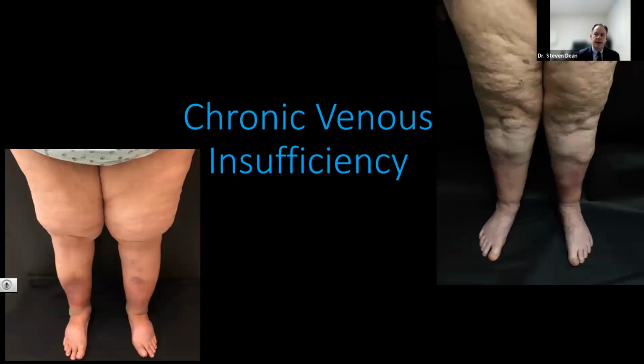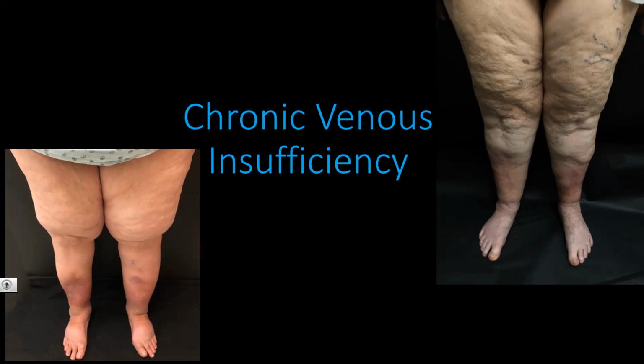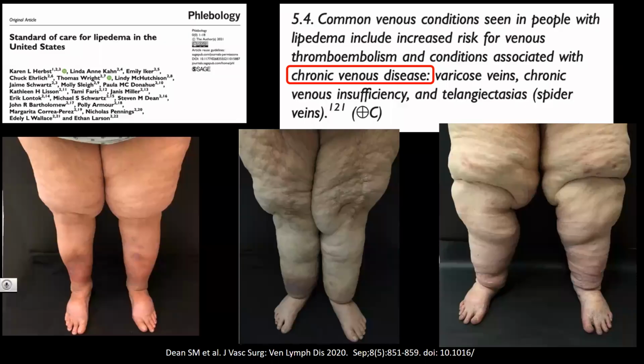And then finally, let's talk about chronic venous insufficiency and how it affects the patient with lipedema. Here's two great examples of lipedema patients that you can see their mid and distal calves have been complicated by a little bit of sclerotic tapering consistent with lipodermatosclerosis. So what does the standard of care for lipedema state about chronic venous insufficiency or chronic venous disease in the setting of lipedema?